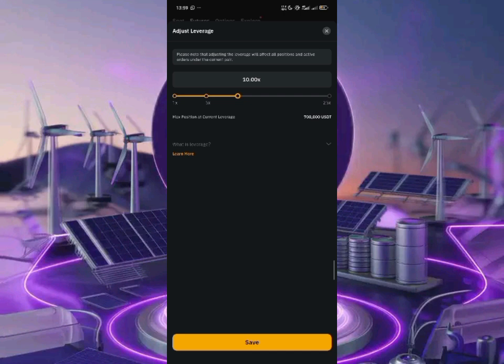So if you have $10 and you are using it times 10x leverage, that means you are actually using $100 for that trade. That's what it means.